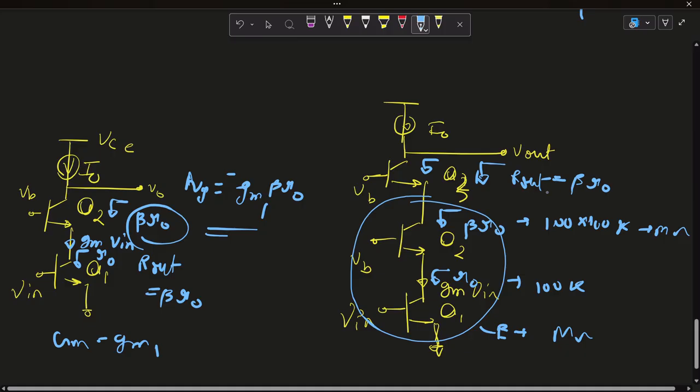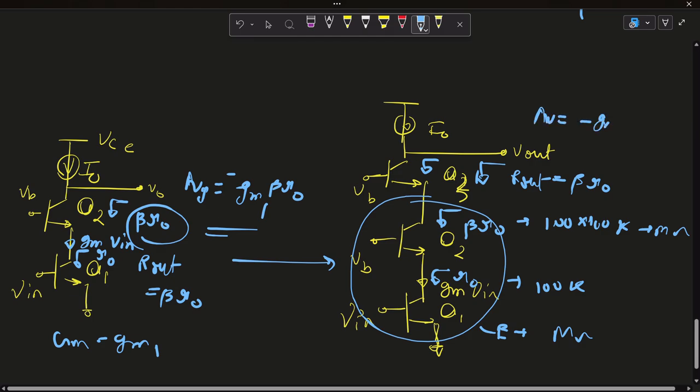We can't increase our output impedance beyond this beta R naught. So that's why there is no point adding multiple cascode stages in BJT, as this only increases the input and output swings and the power supply, which is not suitable for low power devices. It increases the headroom, meaning the input and output swing, and it will consume much more power without any change in gain.